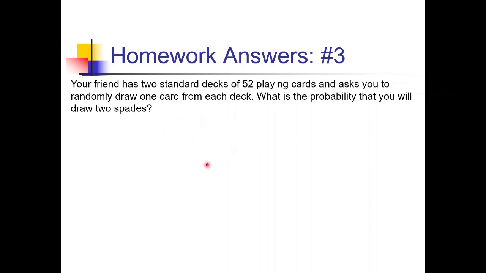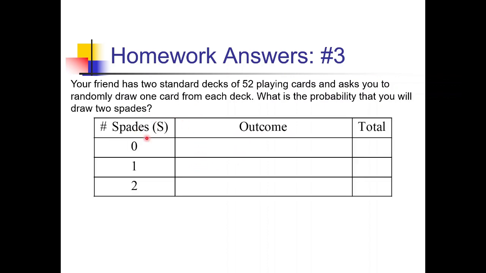So we're going to make a little table here that talks about how many spades we drew between these 2 decks. Our first row is the possibility of drawing 0 spades. Now this is actually the most complex, because if we're not drawing any spades, that means we're drawing one of the other 3 suits each time.